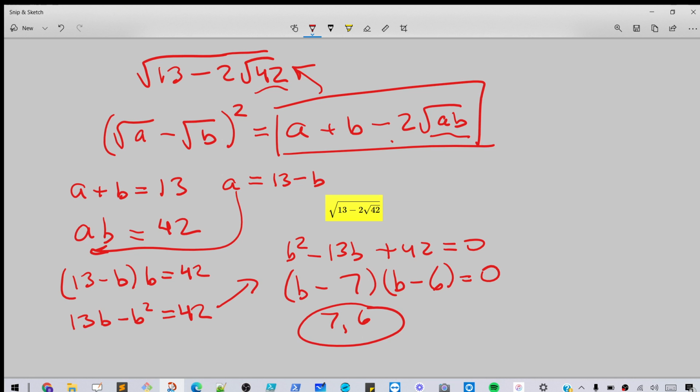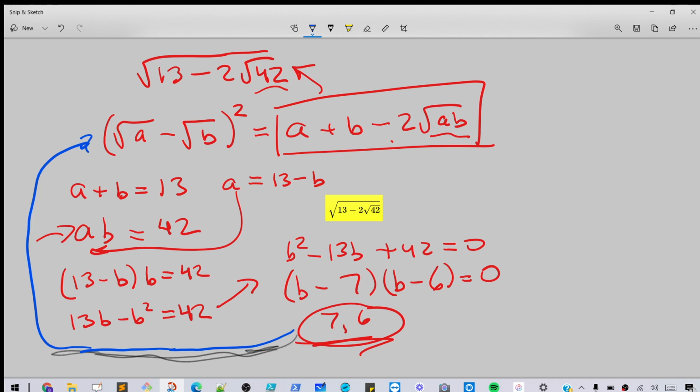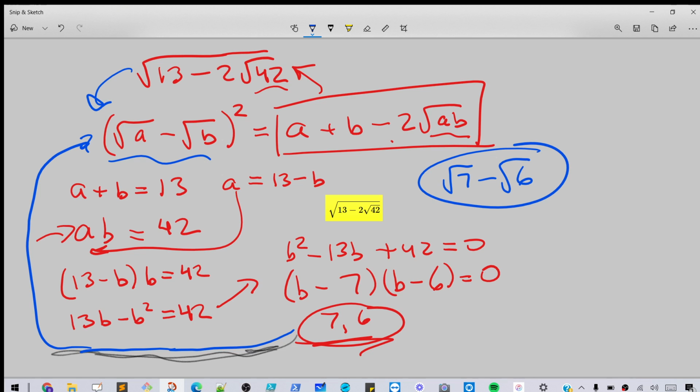And now you could plug those back in and solve for a, but what you're going to find is if you plug in 7 here, you get 6, and if you plug in 6, you get 7. So these are the only two solutions for this. But what does that tell us? What does that give us? So 7 and 6 are our values for a and b. So we'll plug back in here. And then what we're saying is we can reduce this equation to the square root of 7 minus the square root of 6. And that's going to be our answer.